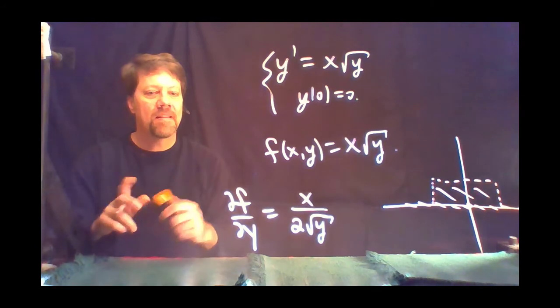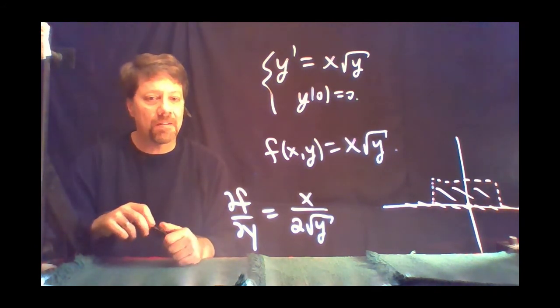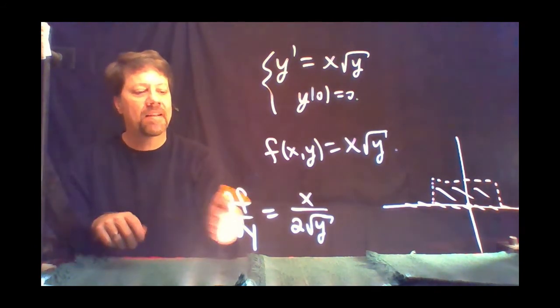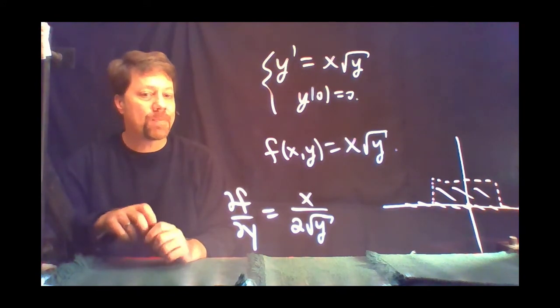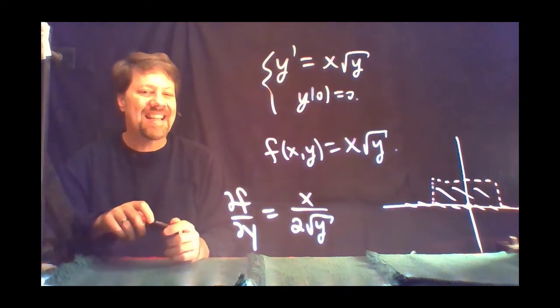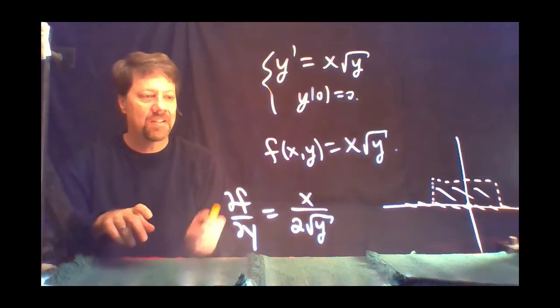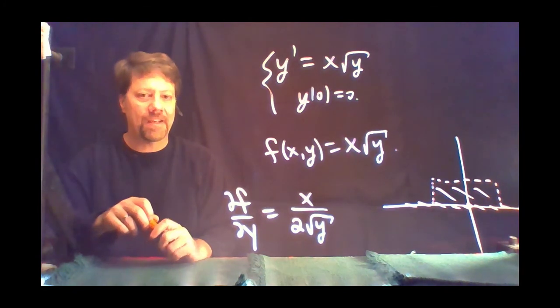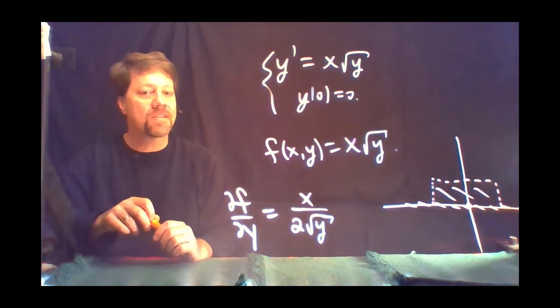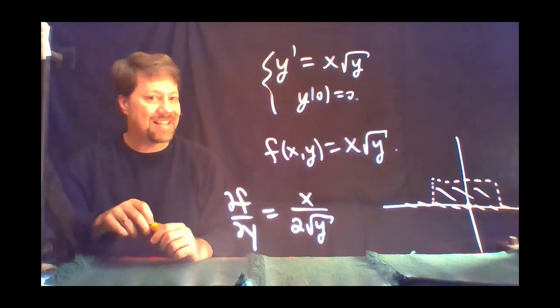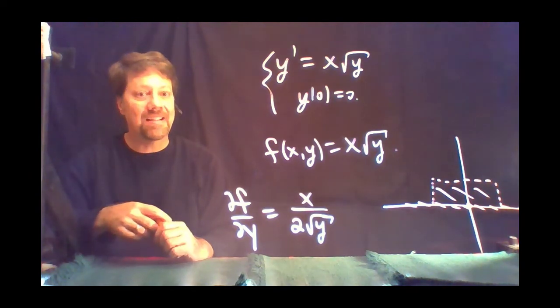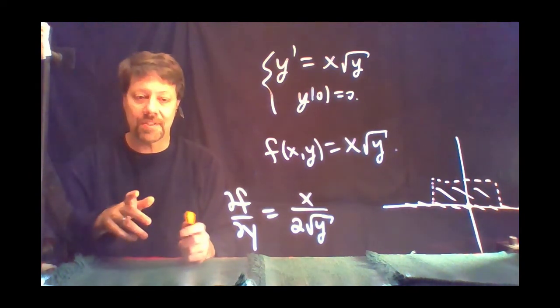Again, the hypotheses of Picard's theorem require that both f and the partial derivative of f with respect to y be continuous on an open rectangle containing the initial point. We see that that is not the case for this particular initial value problem, so Picard's theorem doesn't apply, and it does not guarantee uniqueness of solutions or existence.